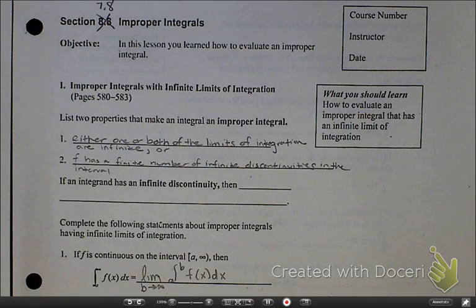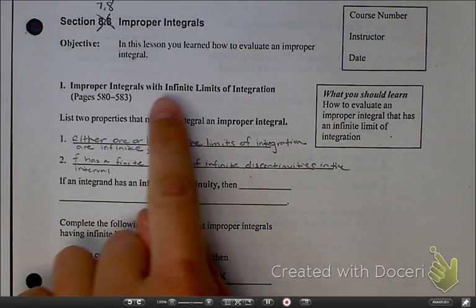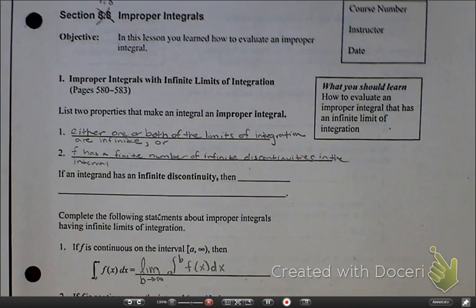All right, so today we're going to be looking at section 7.8, which is improper integrals. We're going to cover the first half of it, which is improper integrals with infinite limits of integration.